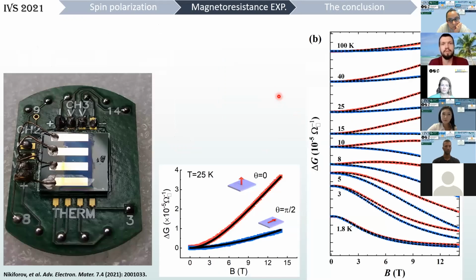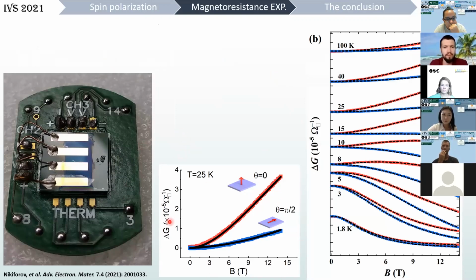Now let's proceed to the experimental results. In this figure, you can see the typical device that we use in our experiment. This is a glass substrate with 4 gold electrodes, and this bluish strip is the PEDOT:PSS film. The thickness of the film is 200 nanometers, and the channel length is 1 millimeter.